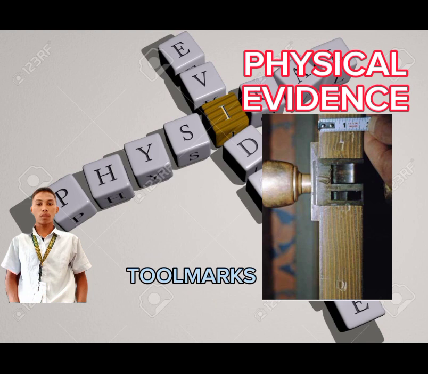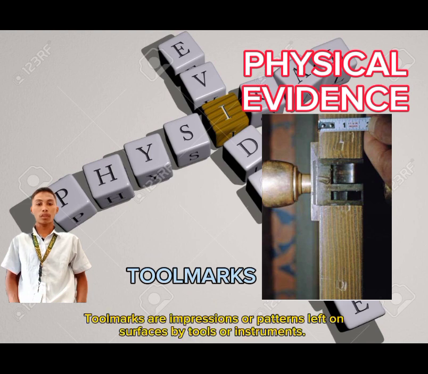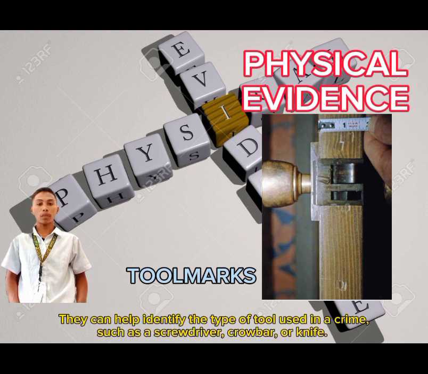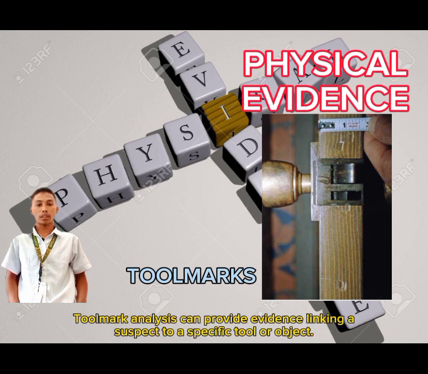Number 4. Tool marks. Tool marks are impressions or patterns left on a surface by tools or instruments. They can help identify the type of tool used in a crime, such as a screwdriver, crowbar, or knife. Tool mark analysis can provide evidence linking a suspect to a specific tool or object.